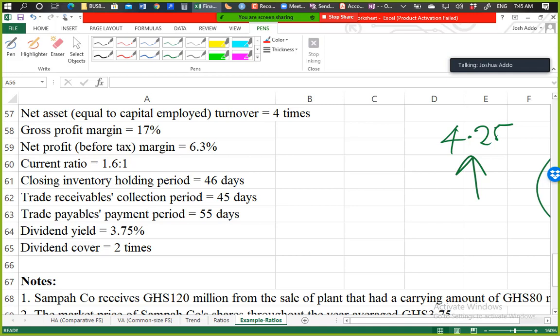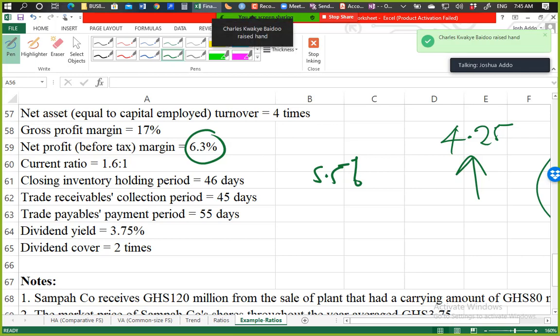This year is this. Previous year is 6.3, and this year we are doing 5.5. Someone should pick the two figures and make a commentary on them with regard to the performance of the company in connection with operating profit margin. Yes, Charles. Sir, please. Please, let's give it to Charles.